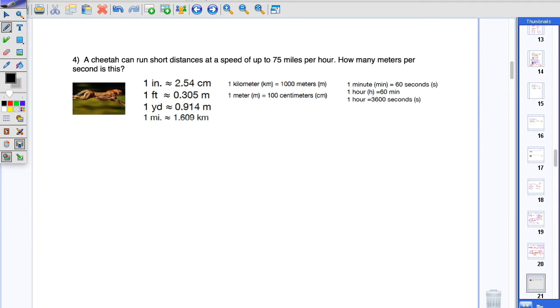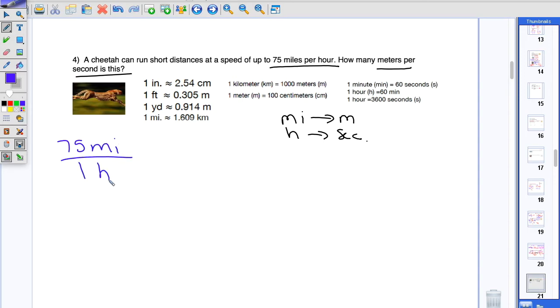And the last problem: a cheetah can run short distances at a speed of up to 75 miles per hour. How many meters per second is this? So we want to go from miles to meters, and we also want to go from hours to seconds. So we'll start by writing the original, 75 miles over 1 hour. And we'll do the time first because it's a little bit easier. So hours in the numerator, seconds in the denominator. 1 hour is equal to 3,600 seconds. Make sure those hours cancel out, and you're left with seconds.